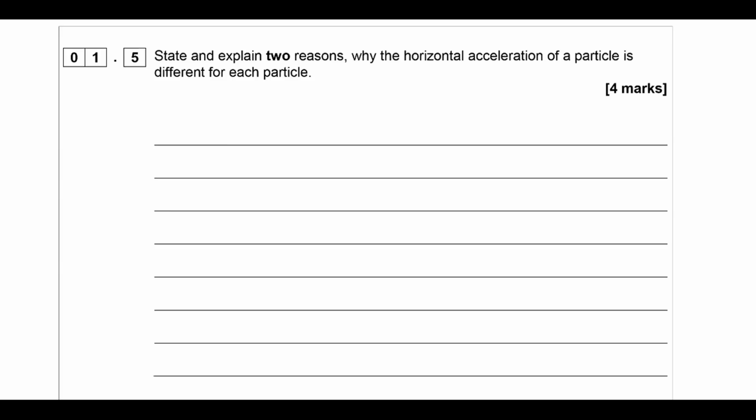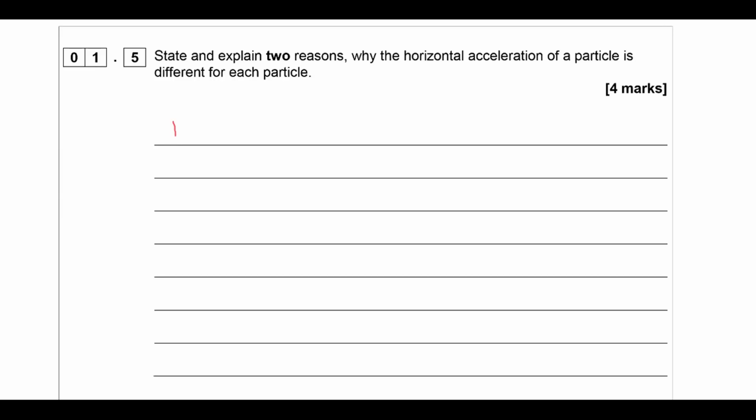Then it wants us to explain why the horizontal acceleration of each particle is different. The first thing they told us in the question was that the charge is different. So if your charge is different, we saw that the acceleration is a function of the field strength, charge, and the mass. So those are the things that can affect it. Let's do that to start with.